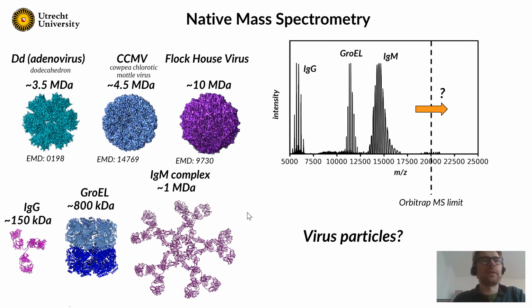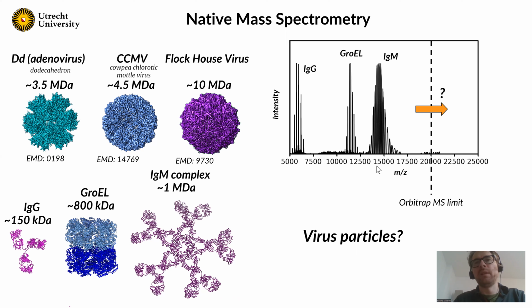Okay, so then the question, of course, can we even go further and actually measure intact virus particles? So for that we tried different virus particles. This is the dodecahedron, which is like a base part of the adenovirus, the cowpea chlorotic mottle virus, which is a bit bigger, so 4.5 megadaltons, or the flockhouse virus, which is really a big viral particle, about 10 megadaltons. And the idea was, okay, can we also see these viral particles in our mass spectrometer?